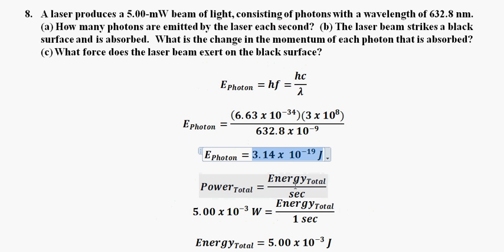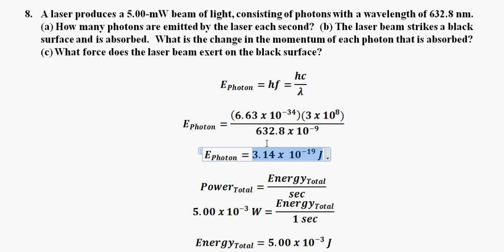Now, that was the A part of the problem. The B part says the laser beam strikes a black surface and is absorbed. What is the change in the momentum of each photon that is absorbed? You can imagine that like it's the old collision problem we did where there's the stationary skater and the moving skater, and when they crash together, momentum is conserved. Actually, perhaps a better example would be when we did two pool balls, and after the collision, the one that was rolling before the collision stopped. Well, that's what's going on here.